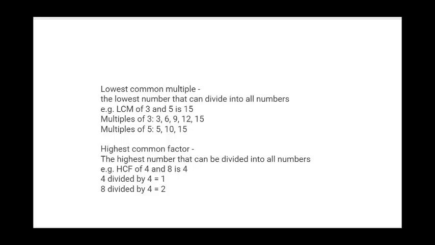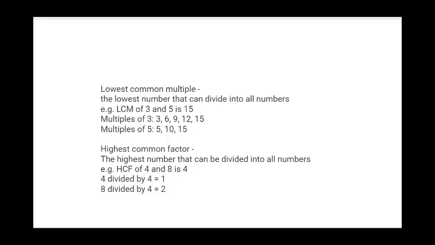So if I say 1 times 3 is 3, 2 times 3 is 6, 3 times 3 is 9. 3, 6, 9 are the multiples of 3. In the same way, the multiples of 5 are 5, 10, 15, 20, 25.